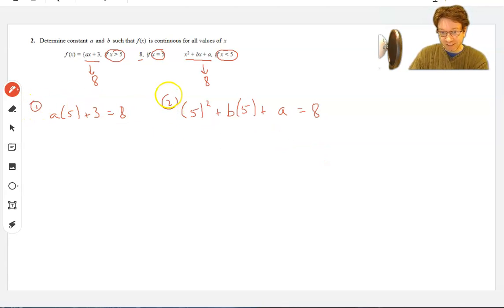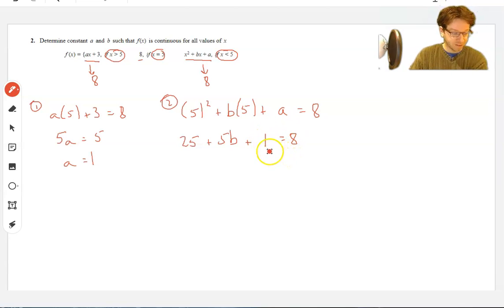From here on in, you're just solving two equations for two unknowns. The first one actually only has one unknown, right? So you just have 5a equals 5, or a equals 1. And then once you have a equals 1, you can substitute that into your second equation. So we have 25 plus 5b plus a, which is 1, equals 8. Right? And then we can have 5b equal to 26. Bring it over, negative 26 plus 8 is minus 18. So b equals negative 18 over 5.